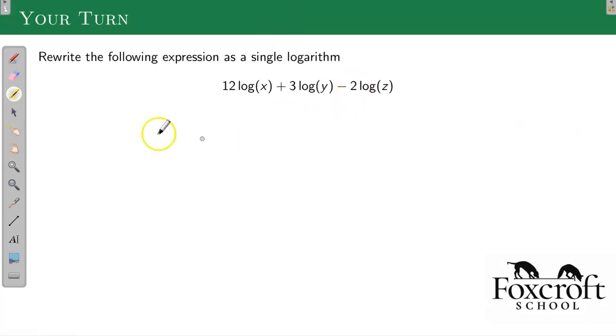All right, so go ahead and try this one on your own. All right, simplify until you get a single logarithm. All right, I'll show you the answer in 3, 2, 1.